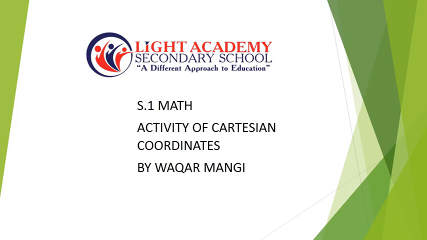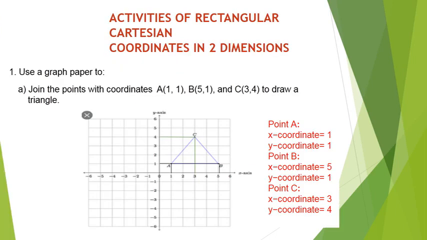We can solve some of the questions which I have brought here in this video. Activities of rectangular Cartesian coordinates in 2 dimensions. Question number 1: Use a graph paper to join the points with coordinates A(1, 1), B(5, 1), and C(3, 4) to draw a triangle. You see we have 3 points, and in a triangle we have 3 sides. That's why they have given 3 points and they are asking us to draw a triangle.